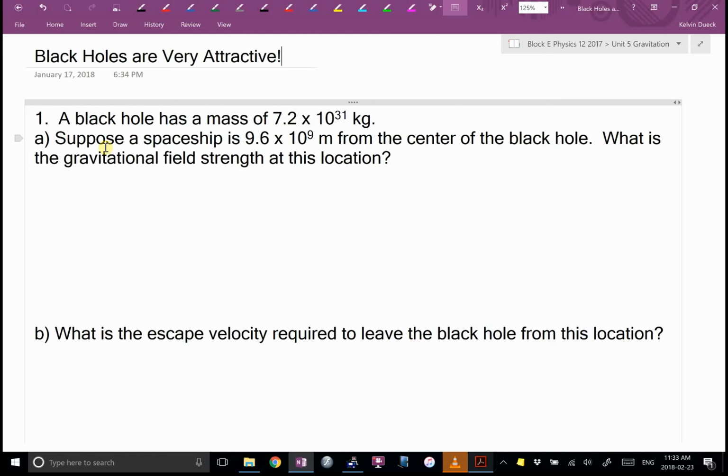Suppose a spaceship is 9.6 times 10 to the 9th meters from the center of the black hole. Alec, what's this question asking us to find? Gravitational field strength. Did they say gravitational force or gravitational field strength? Field. So is that going to be, don't write this down, that? Well, no, I would have said force. What symbol have we been using for gravitational field strength, folks? Little g. It wants us to find that.